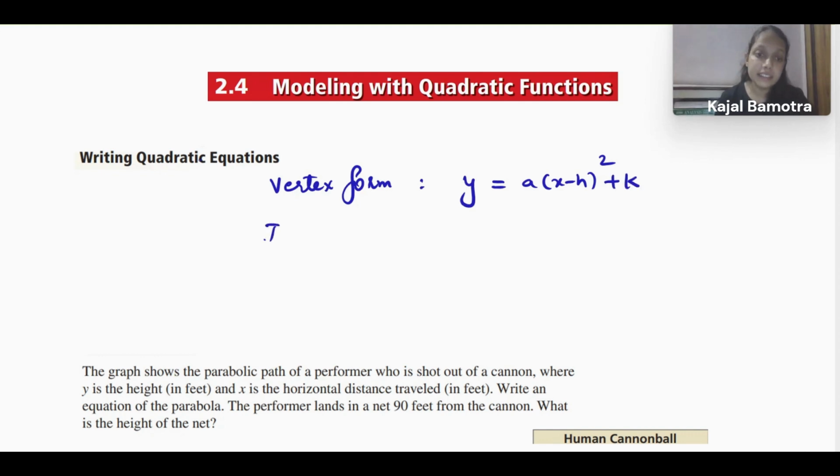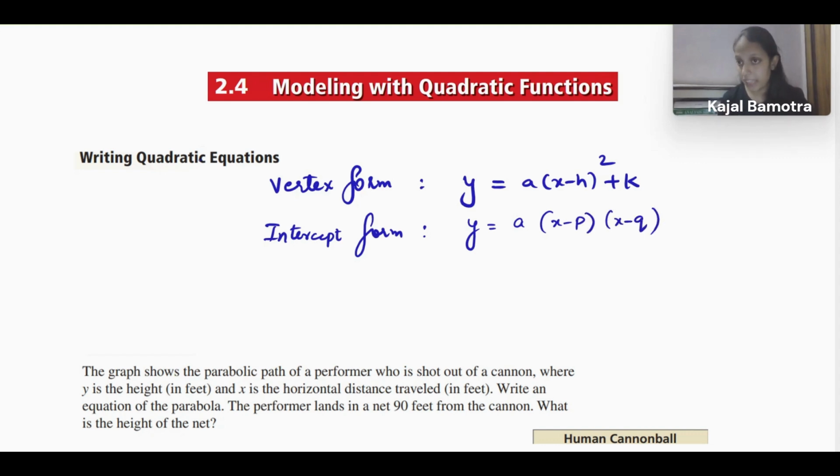Next is intercept form. Intercept form is used when the curve or parabola cuts the x-axis at two points. So that is intercept form: y equals a times (x minus p) times (x minus q). p and q are the points on the x-axis at which the curve cuts. And what is a? a is just 1 over 4p. I am writing 1 over 4p as a.